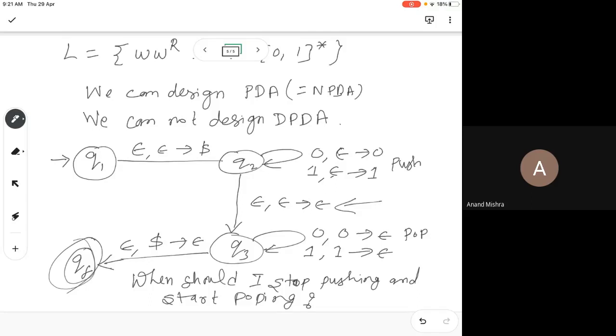Who will tell you? So this is where the non-determinism comes in. We have discussed that non-determinism is like a god. In a deterministic way, you will never know where the WR will start. How do you know? You will never know. But in the non-deterministic way, you can know this. So this language cannot be recognized by a DPDA, a deterministic PDA, but a non-deterministic PDA can do this. Any doubt on this?